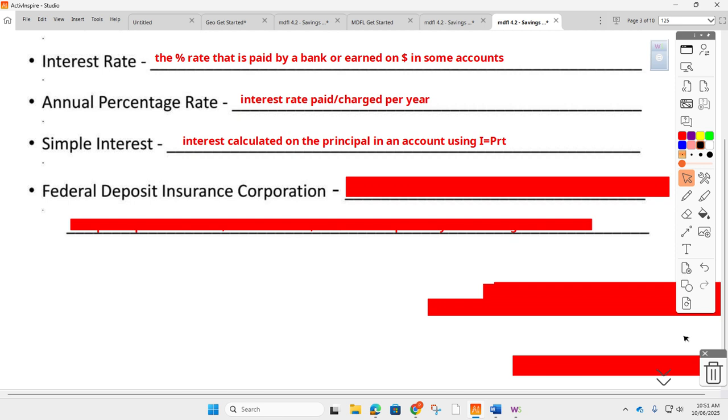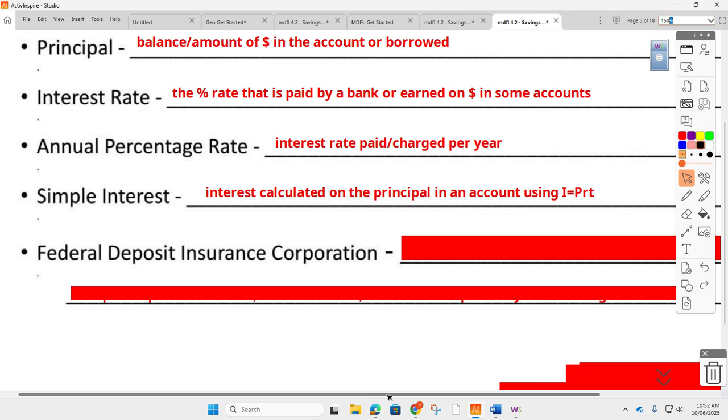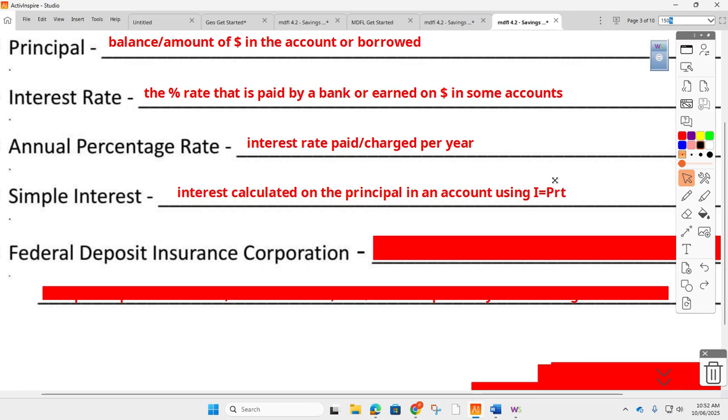Interest calculated on the principal in an account using I equals P R T. We're going to talk more about that, so it's okay if you don't understand that yet. You really should probably have covered that already, depending on where you went to school, in middle school or whatever, but we are going to talk about what the P, the R, and the T stand for.